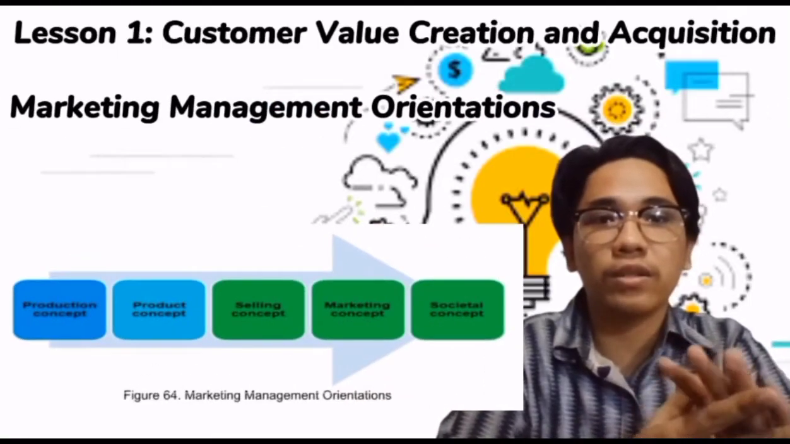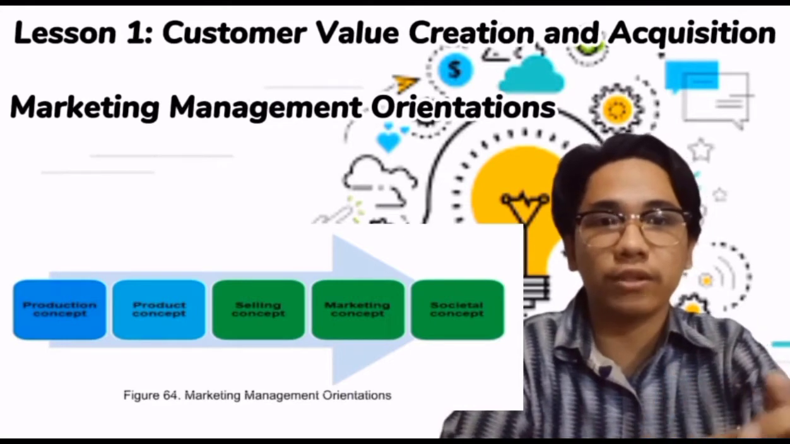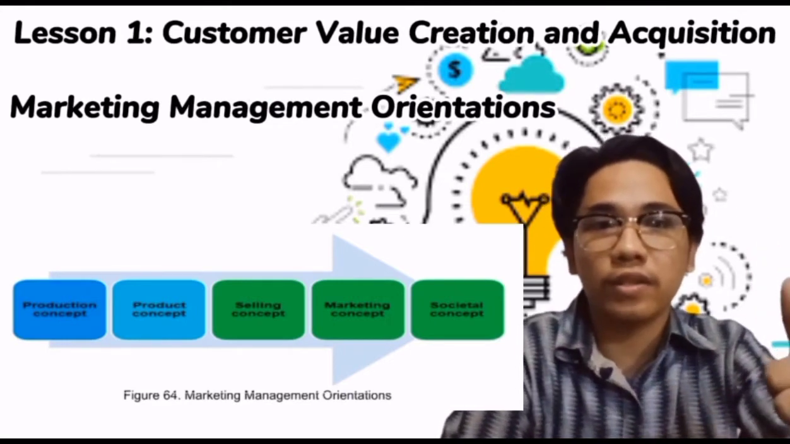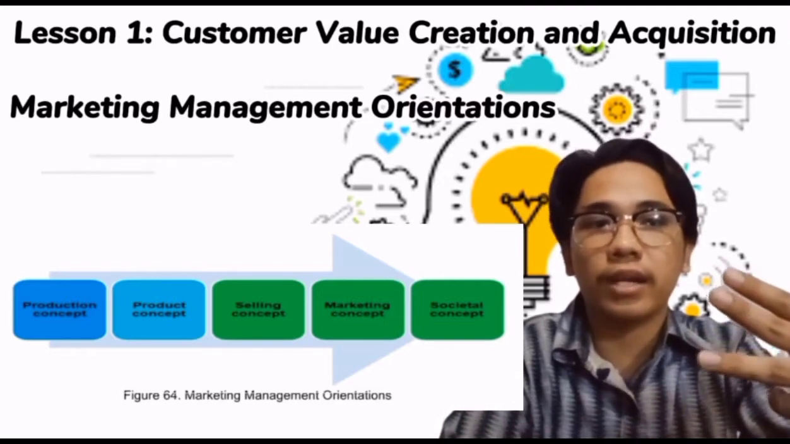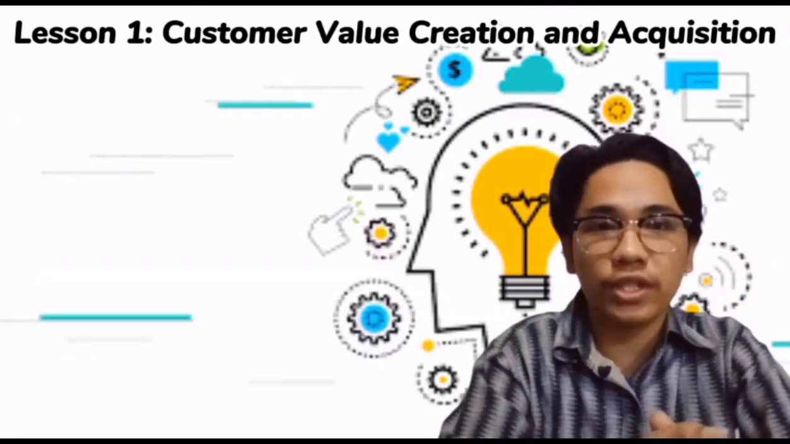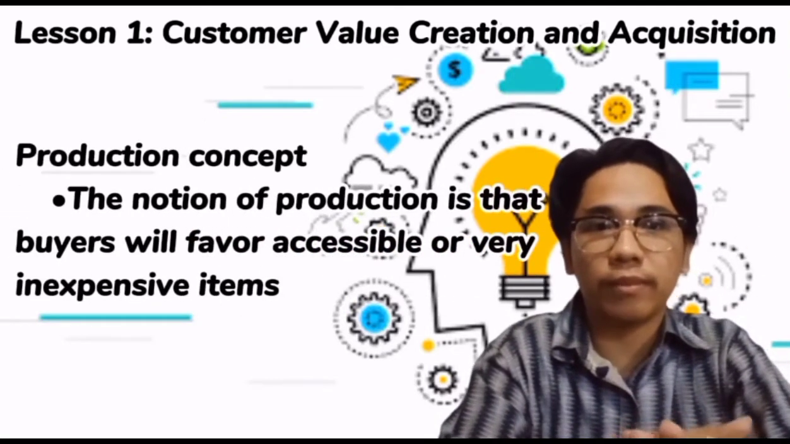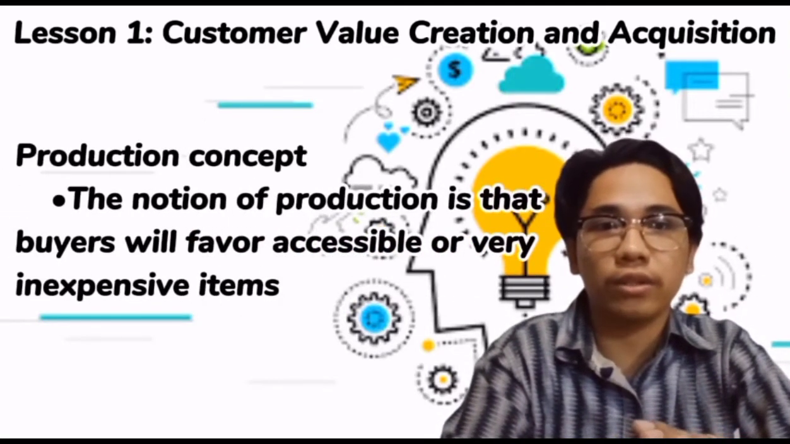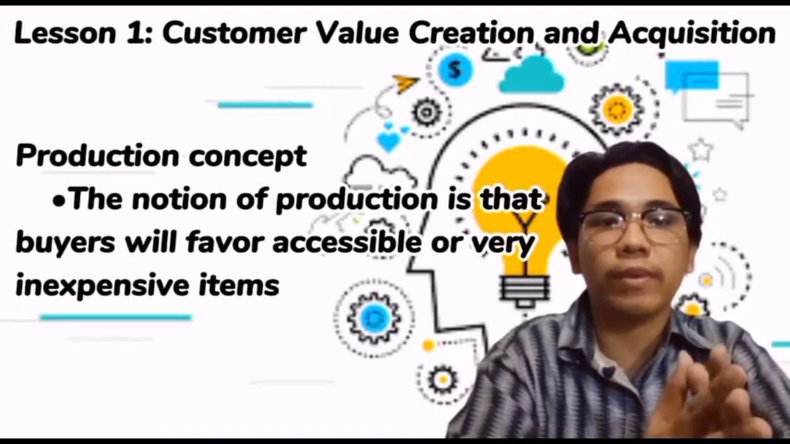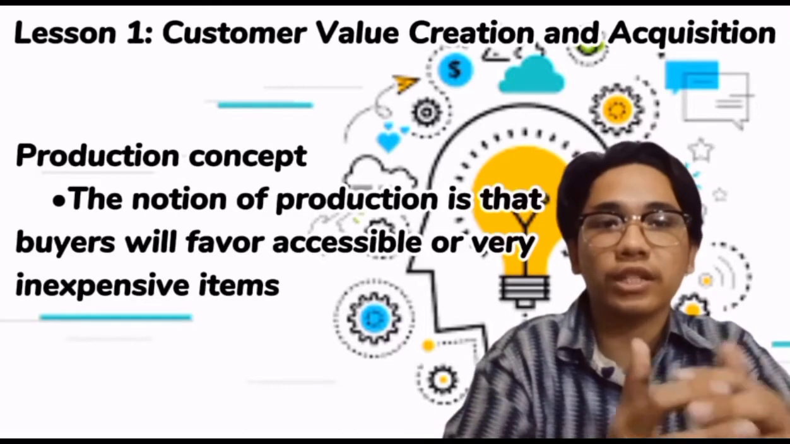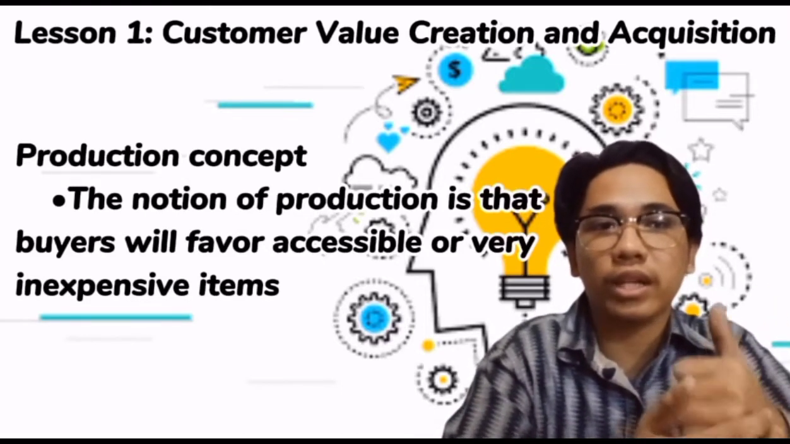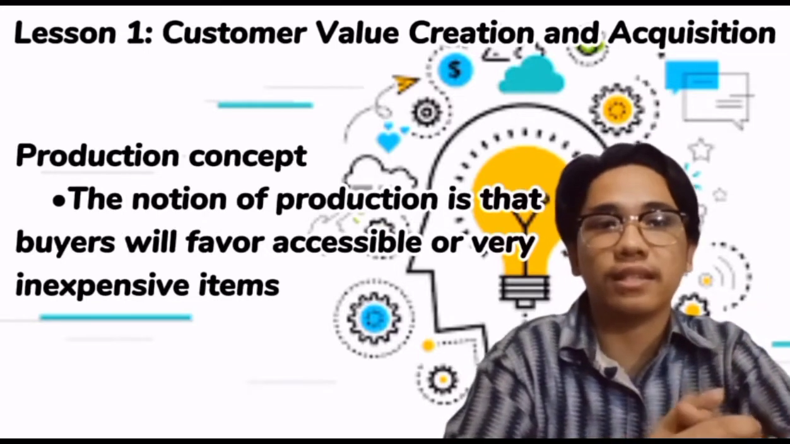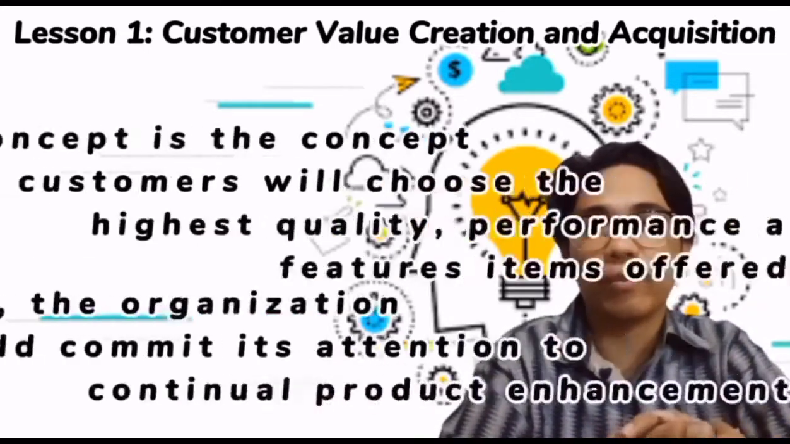Now, here are the 5 concepts of marketing management orientations. Production concept, product concept, selling concept, marketing concept, and societal concept. First in line is the production concept. The notion of production is that buyers will favor accessible or very inexpensive items. Meaning, in the production concept, the management focuses on improving production and distribution efficiency. Next concept is the product concept.